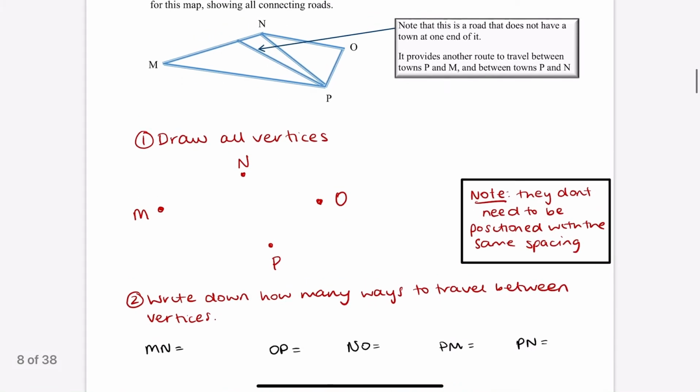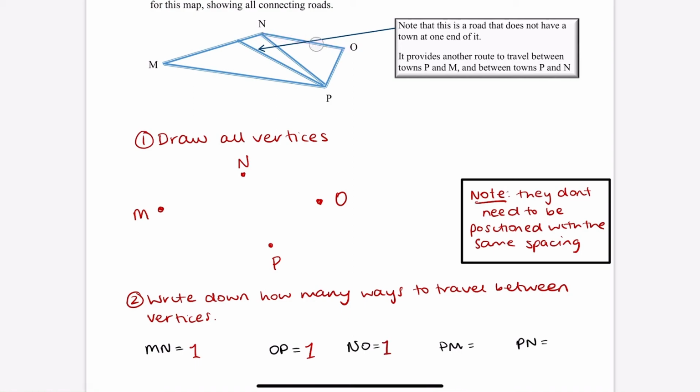So M and N, you can travel straight through, and there's no other way to get from M to N, so there's just one. Let's check O to P. So O to P is from here to here, and there's no other direct way to go, so that's just one. Let's try N to O. So N to O can be through here, and there is no other way, so that's one.